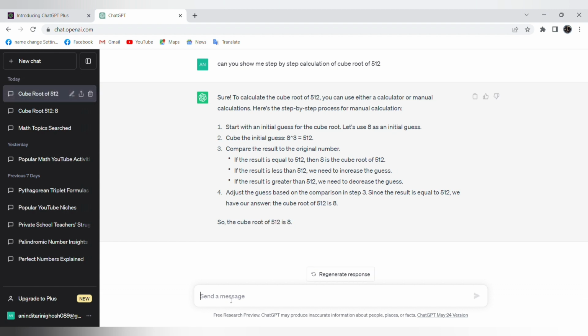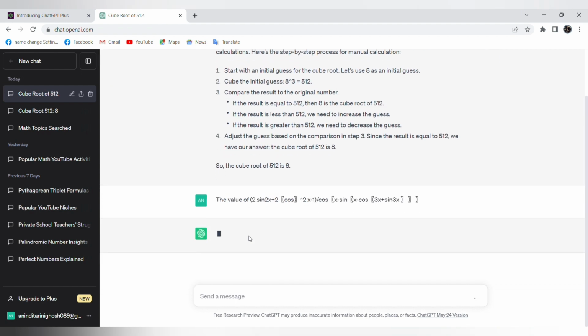Let me give something where sine theta and cos theta are there. So this is a big sum I have taken. The value of 2 inside bracket sine 2x plus 2 cos square x minus 1, totally divided by cos x minus sine x minus cos 3x plus sine 3x. Let me see what answer they are giving.